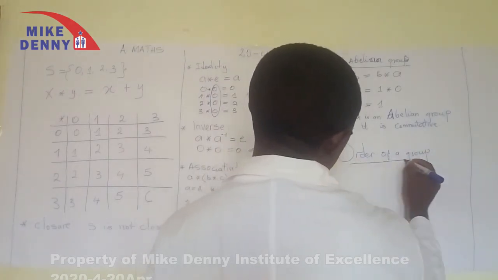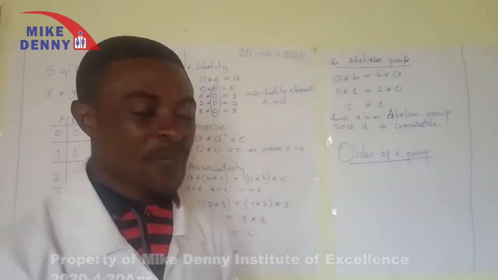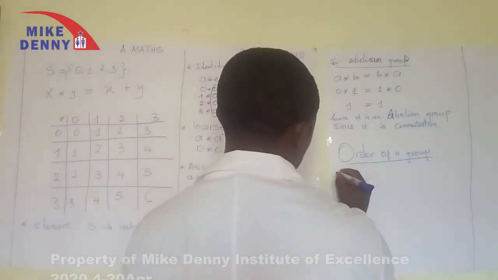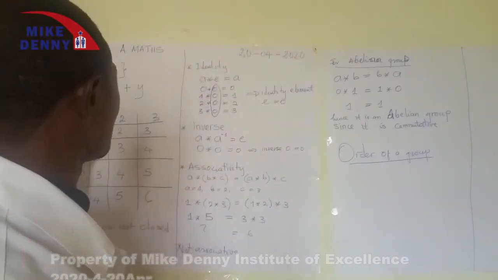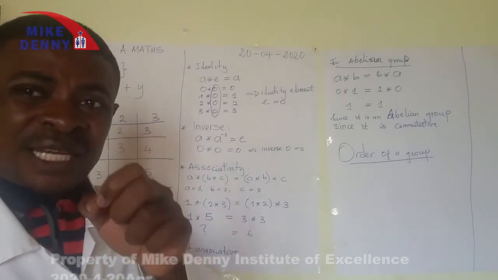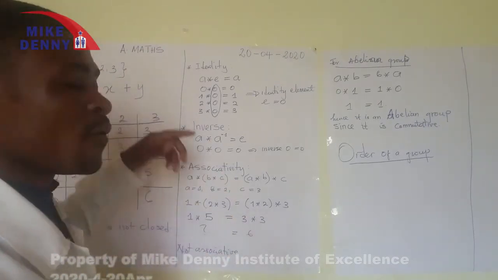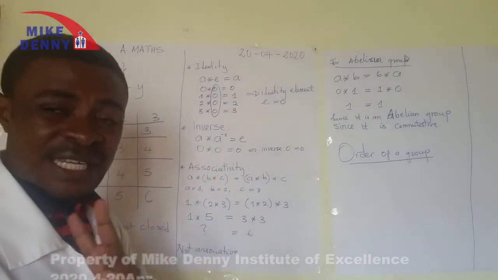Order of a group. The order of a group here refers to what? The number of elements in that group. So the order is the number of elements in the group. And if you look at the set we have, S is 0, 1, 2, 3, 4. Though S does not form a group. If S had formed a group, then the order will be 4. We just have 4 elements. You count the number of elements in that set.